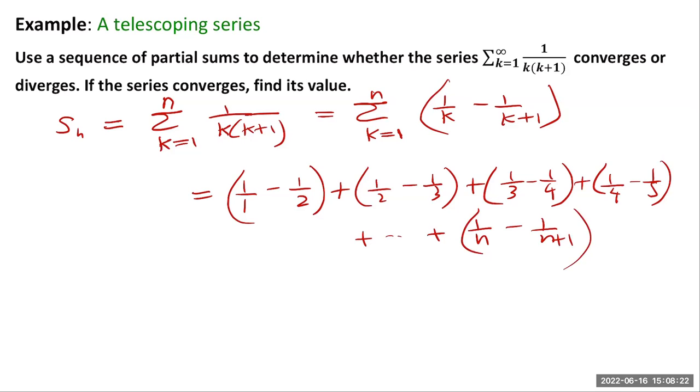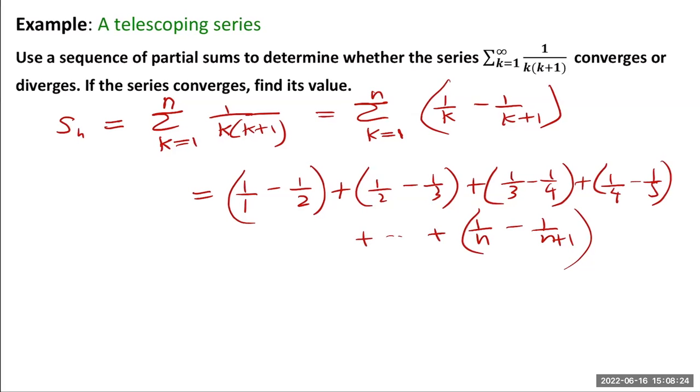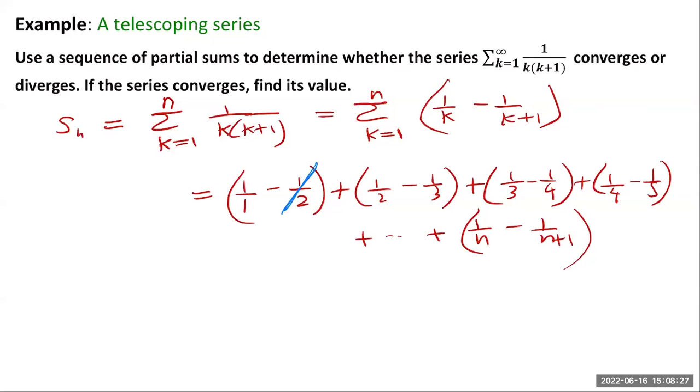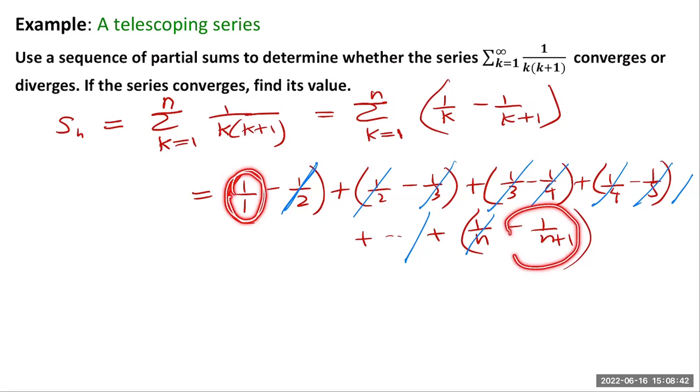Now, as you can observe here, there is a nice cancellation. Here you have a minus 1/2, here you have a plus 1/2, minus 1/3 plus 1/3, minus 1/4 plus 1/4, and so on and so forth. Finally, this will be cancelled with the previous term. The only remaining terms will be 1 over 1, which is of course 1, and minus 1 over n plus 1. So that's the only remaining piece. Let me write it: that's going to be 1 minus 1 over n plus 1. This is the sequence of partial sums. The sequence of partial sums is given by this formula.